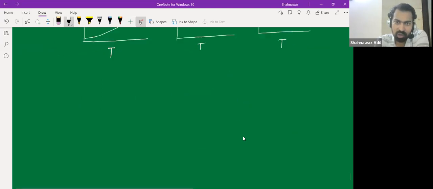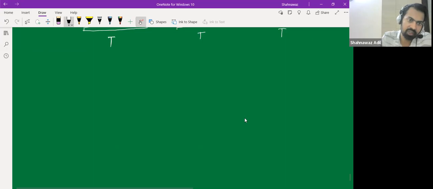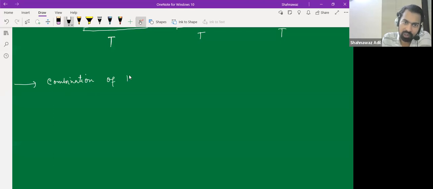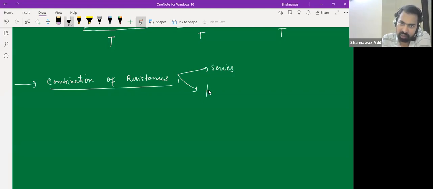Okay, now let us talk about the combination of resistance. We have talked about resistivity, resistance, drift velocity, current, and Ohm's law. Now let us talk about the combination of resistance. We have two kinds of combination: one is series, and the other one is parallel.